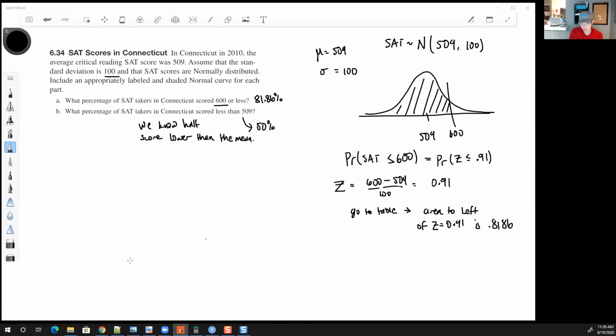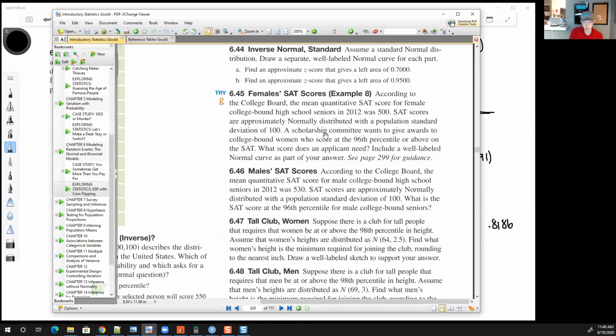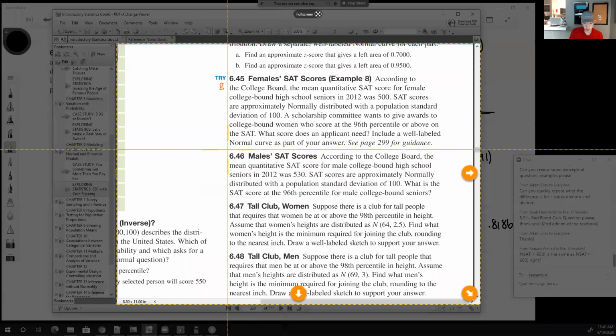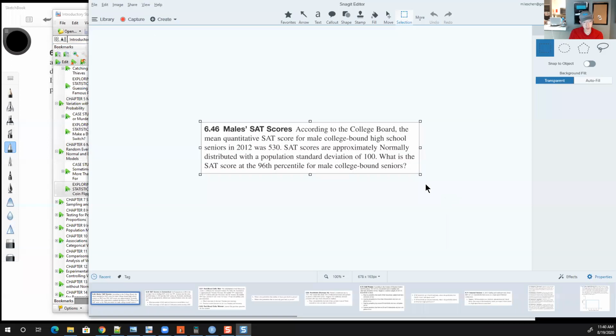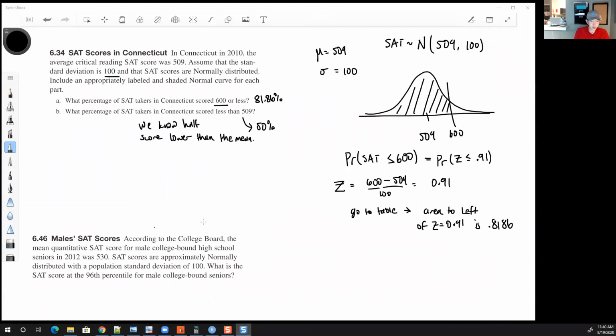Okay. Let me see if they're okay. Well, maybe I'll do something like the percentiles. Okay, so this is a related but different question. So make sure you're comfortable going back and forth. So in this case, here it says the mean quantitative SAT score for male college-bound high school seniors was 530. Okay, and SAT scores are approximately normal with a standard deviation of 100. So here we've got SAT comes from normal with a mean 530 with a standard deviation 100. Okay, and then we want to know what is the 96th percentile.